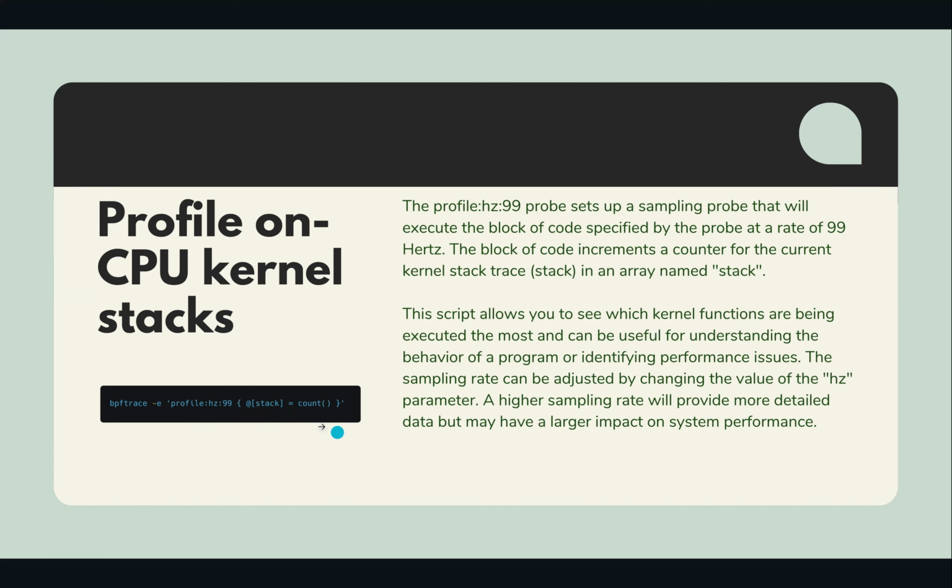This block of code just increments the counter for the kernel stack trace. The array named stack will print out the kernel stack traces. So this script normally allows you to see the kernel functions which are being executed the most, and can be useful to understand the behavior of a program, or if you want to identify any issues. As the sampling rate is 99 times, it will always check constantly.